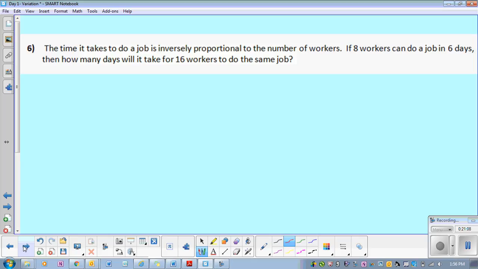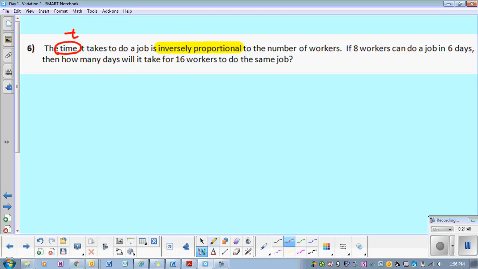So the time it takes to do a job is inversely proportional to the number of workers. All right. Sometimes they give you just word problems like this, okay? And you have to just determine the variables. But it's okay. Just look for the key words here. Inversely proportional. All right? Look in front of your key words. What does it say? Okay, so what are they talking about? Are they talking about the time? Are they talking about a job? Like, what are they talking about? The time. The time is inversely proportional. So we can call that T.